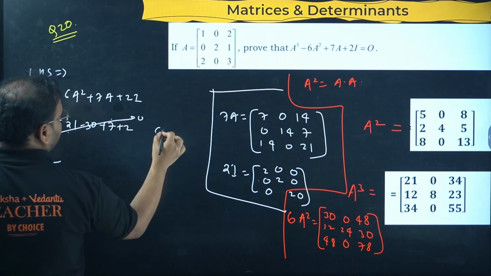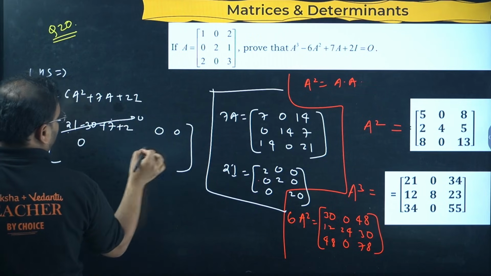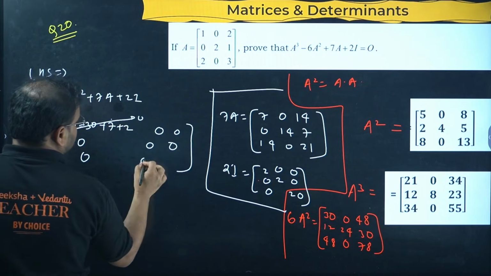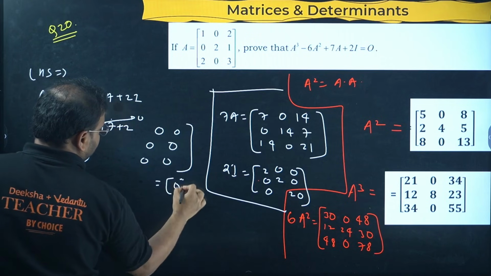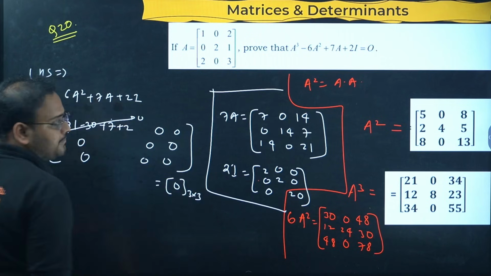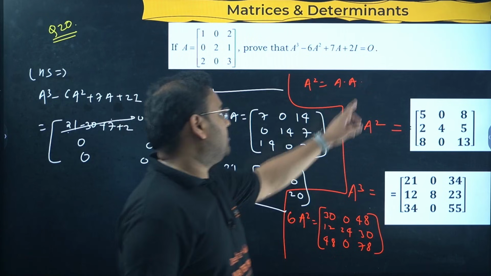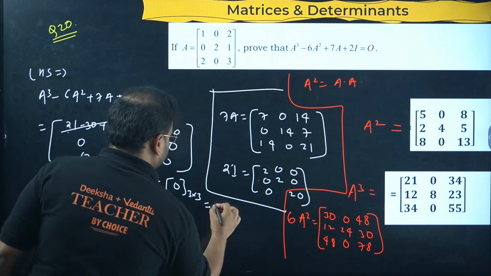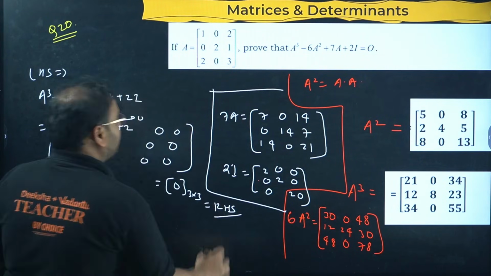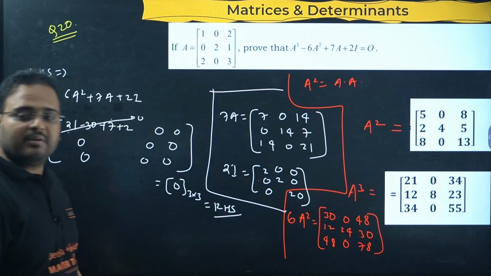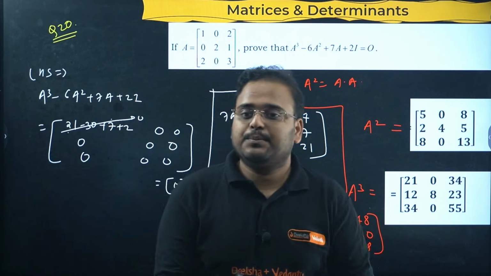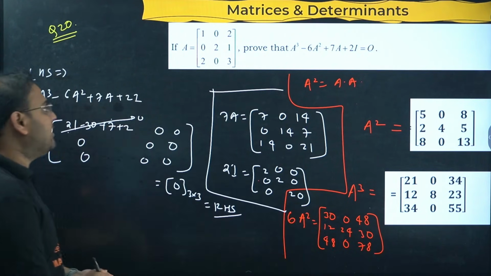Okay, same way if you solve, you're gonna get all the results as 0 only, and this whole thing becomes what? A null matrix with the order 3 cross 3. With the order 3 cross 3, that is your RHS. This is your RHS. Now, that's the result. 5 marker. That is it. Please check. Question number 20 is done now.